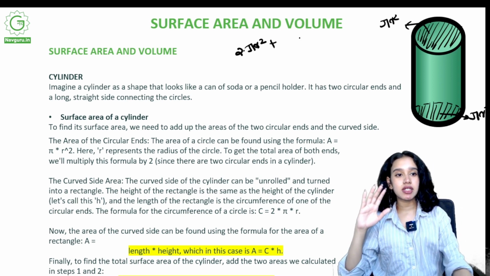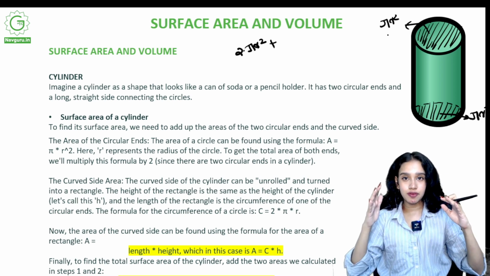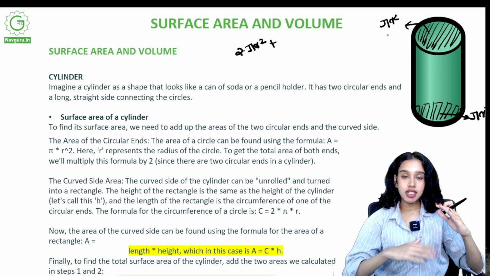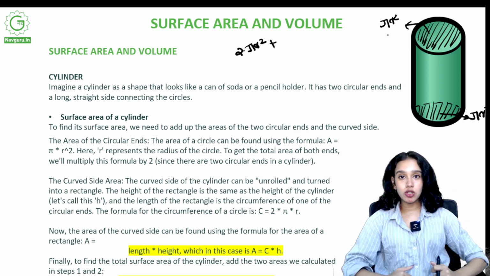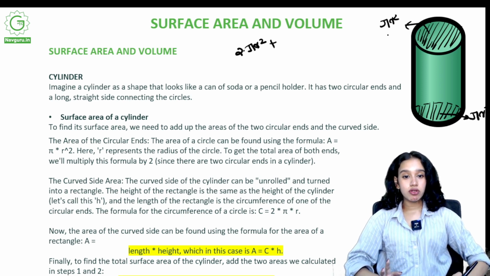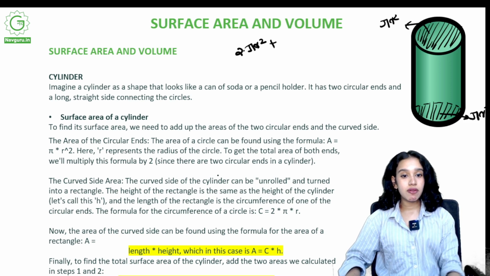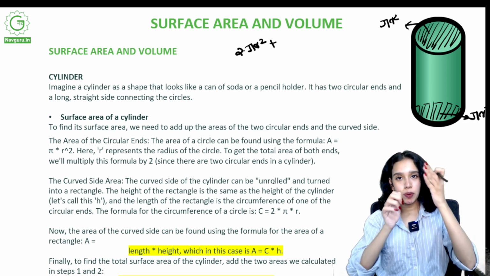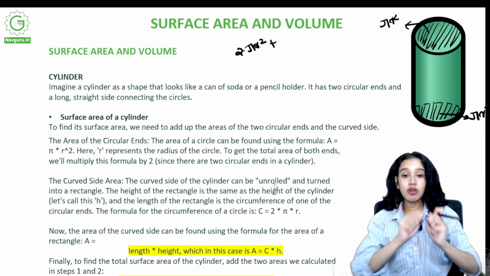Now the curved surface area. What is the curved surface area? How do we see a cylinder? We have a top circle and a bottom circle, and then we have a surface which is curved around the two bases. So how do we find the curved surface area of this? The curved surface area of a cylinder can be unrolled and turned into a rectangle. Imagine we cut the cylinder and place it flat on a paper. Now we get a rectangle.